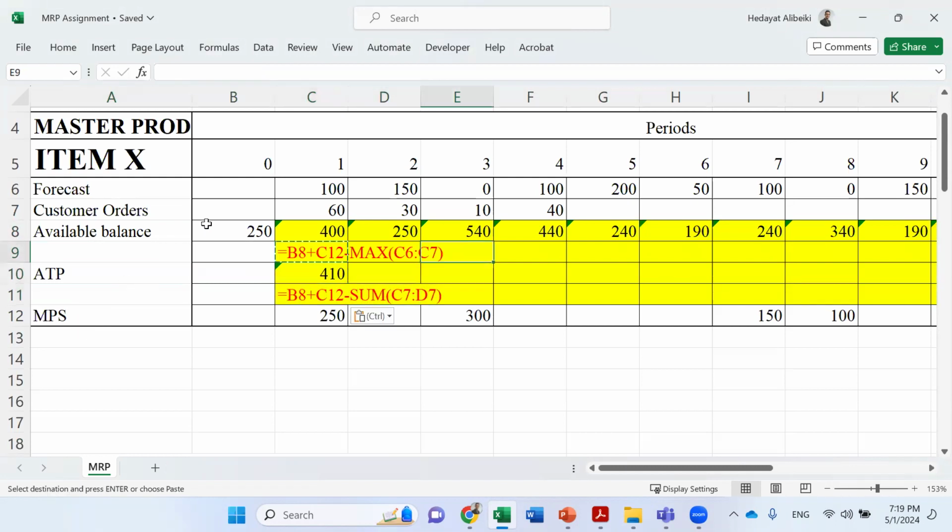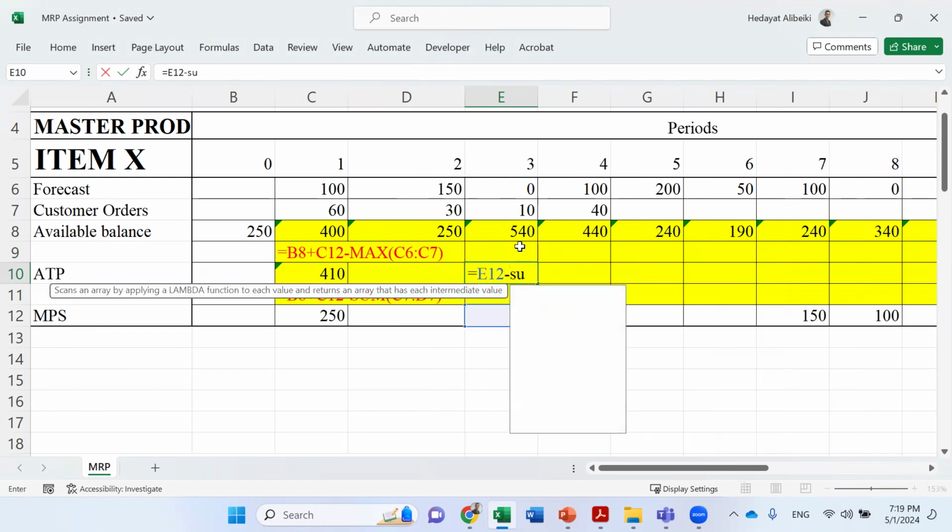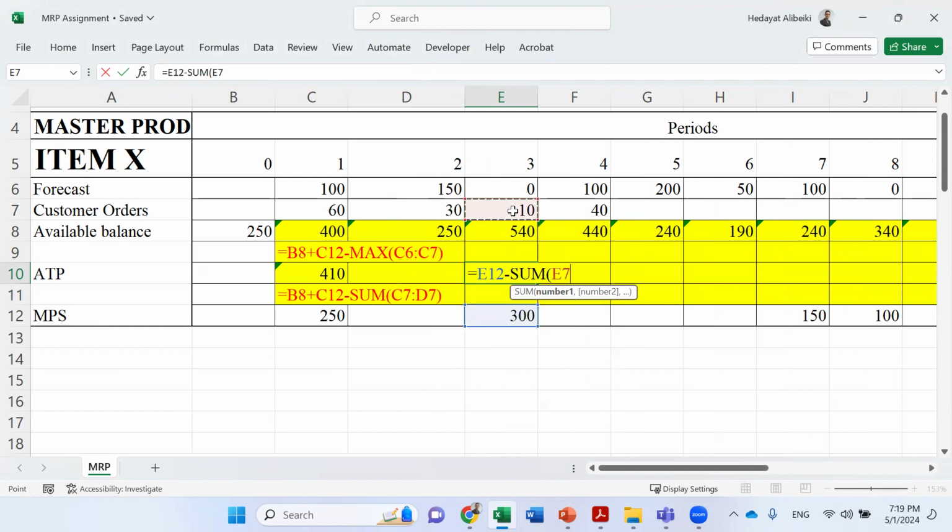So then we move to period 3. Period 3 is going to be MPS minus whatever you have committed, the sum of whatever you have committed up to the next MPS.